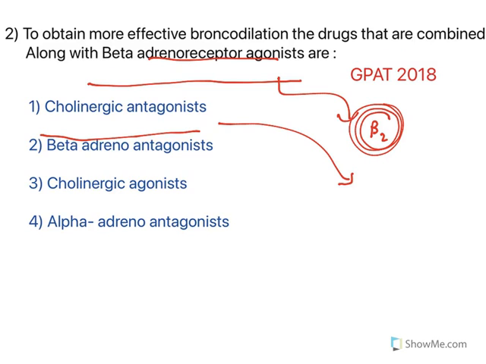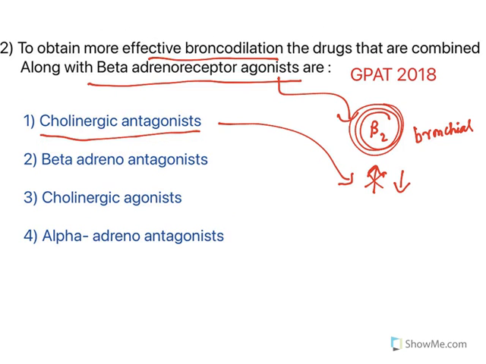Increasing secretion is one of the effects of cholinergic responses. So when you block that, secretions are reduced. That means bronchial secretions are reduced. So to treat asthma kind of diseases, you need bronchodilation, and bronchial secretion should be reduced. So bronchodilators can be used along with cholinergic antagonists.